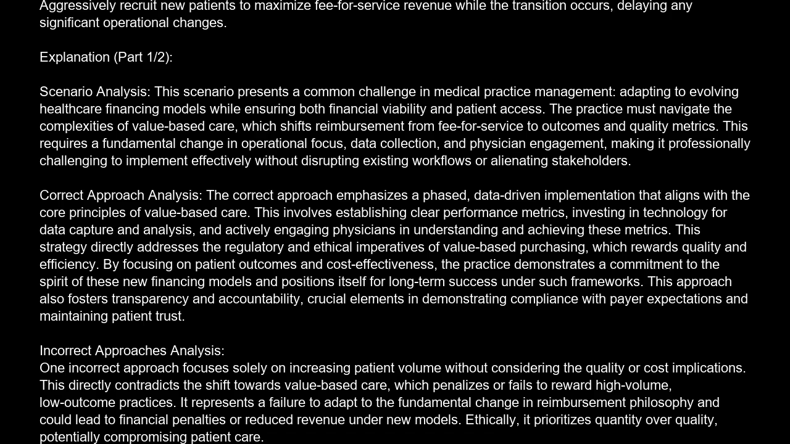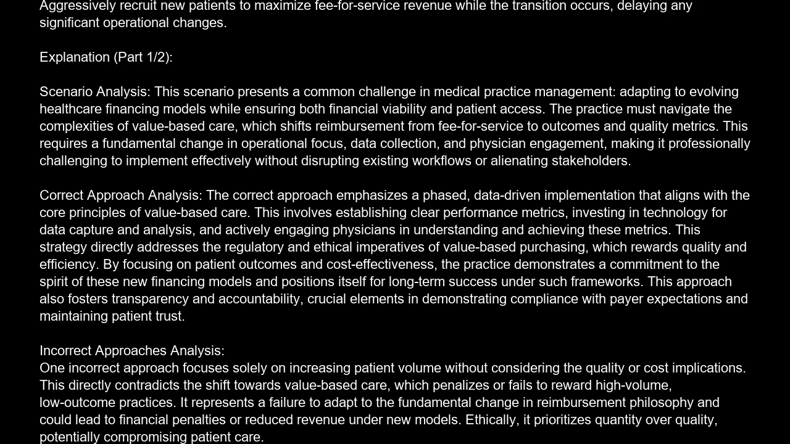Explanation. Scenario analysis. This scenario presents a common challenge in medical practice management, adapting to evolving healthcare financing models while ensuring both financial viability and patient access. The practice must navigate the complexities of value-based care, which shifts reimbursement from fee-for-service to outcomes and quality metrics. This requires a fundamental change in operational focus, data collection, and physician engagement, making it professionally challenging to implement effectively without disrupting existing workflows or alienating stakeholders.